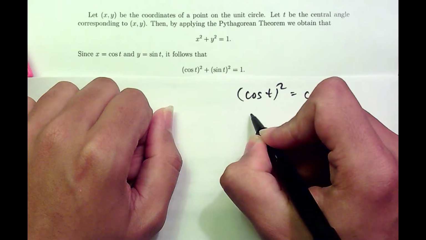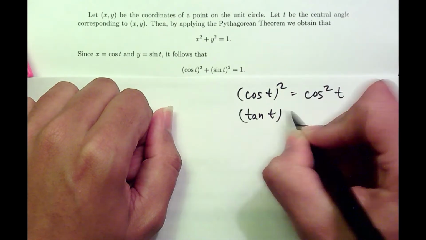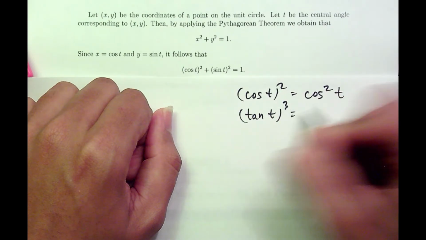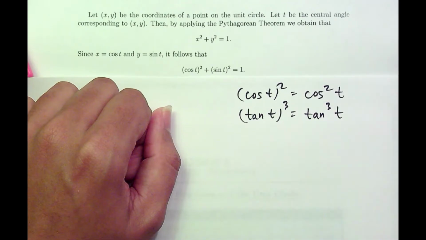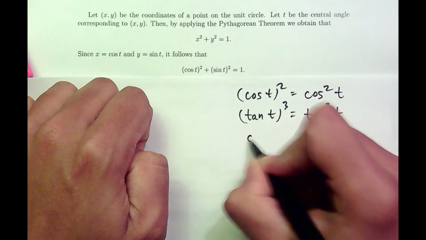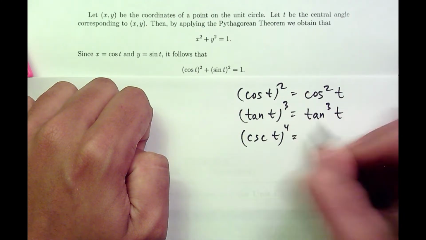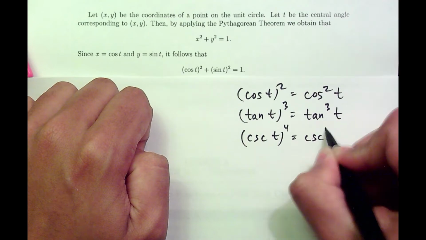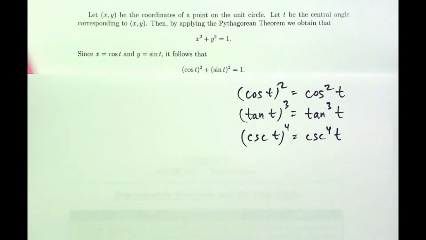As another example, suppose we have tangent of t cubed. We normally would write that as tangent cubed of t. And finally, one last example, if we had cosecant of t to the fourth, we would write that as cosecant to the fourth of t. Okay, that's the usual way in which we write exponents in trig.